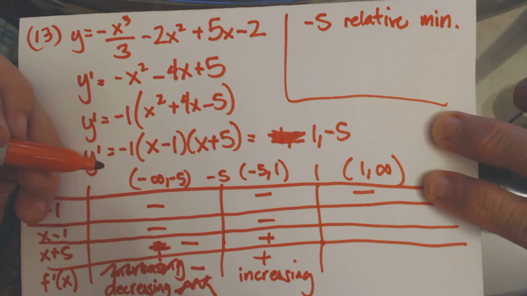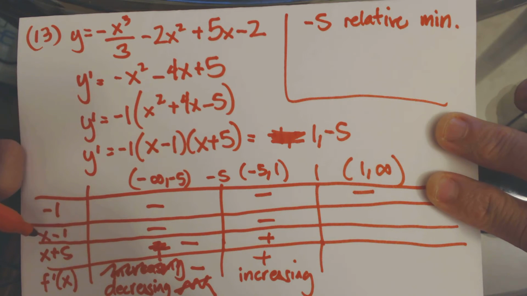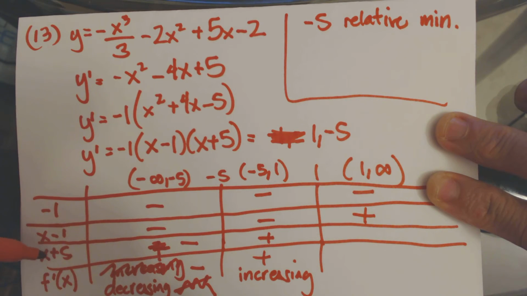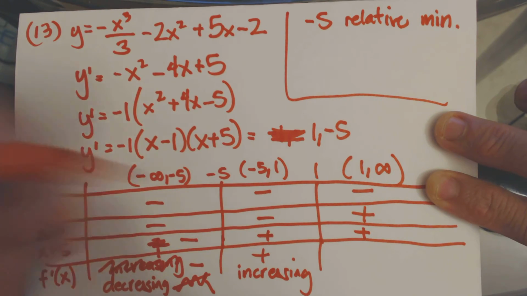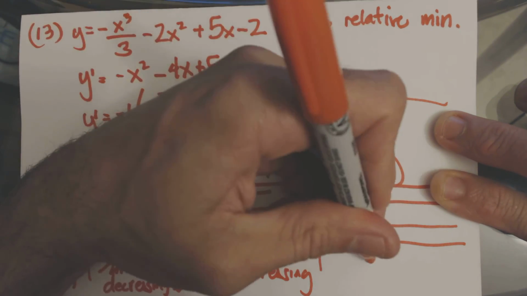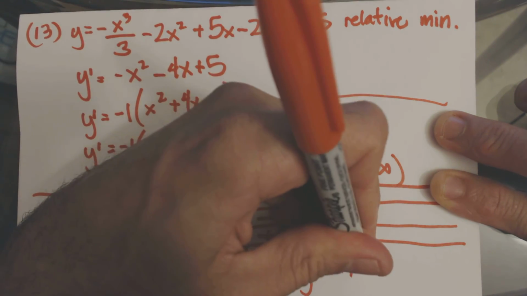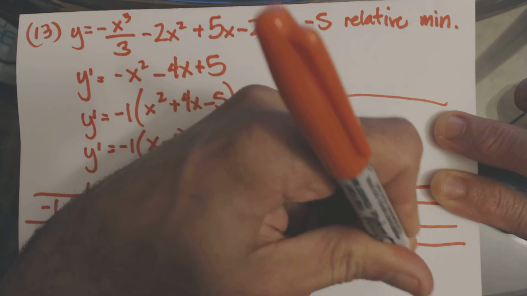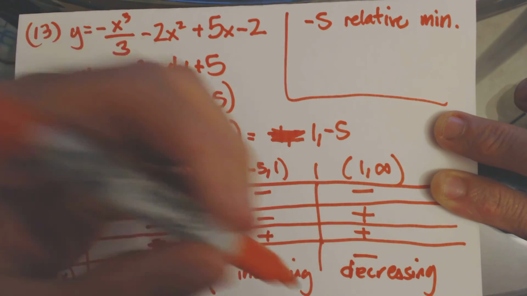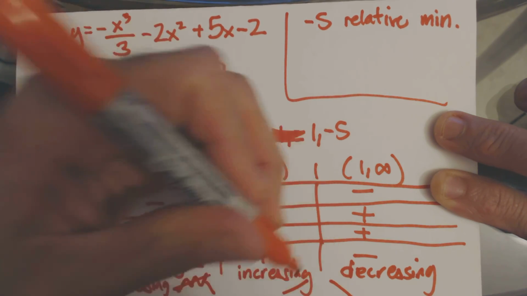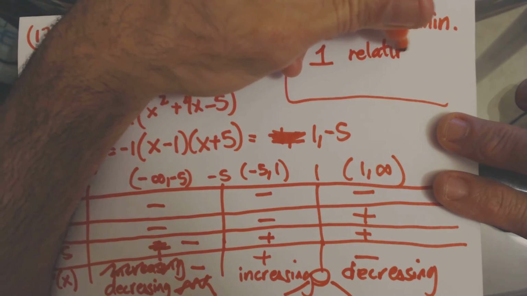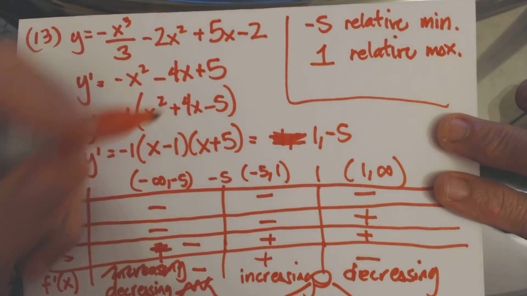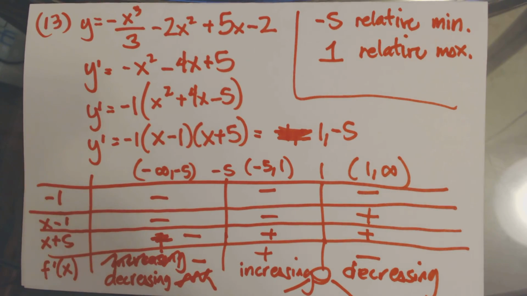Alright, now let's look at the interval between 1 and infinity. Let's throw in 2. 2 minus 1 is 1, so that's going to be positive. And 2 plus 5 is 7, which is positive as well. So we're going to have a positive times a negative. That means the derivative is going to be negative, which means the function is decreasing on that interval. And because it's increasing before 1 and decreasing after 1, we're going to have a relative maximum at 1. And there you have it. That is the end of that problem.